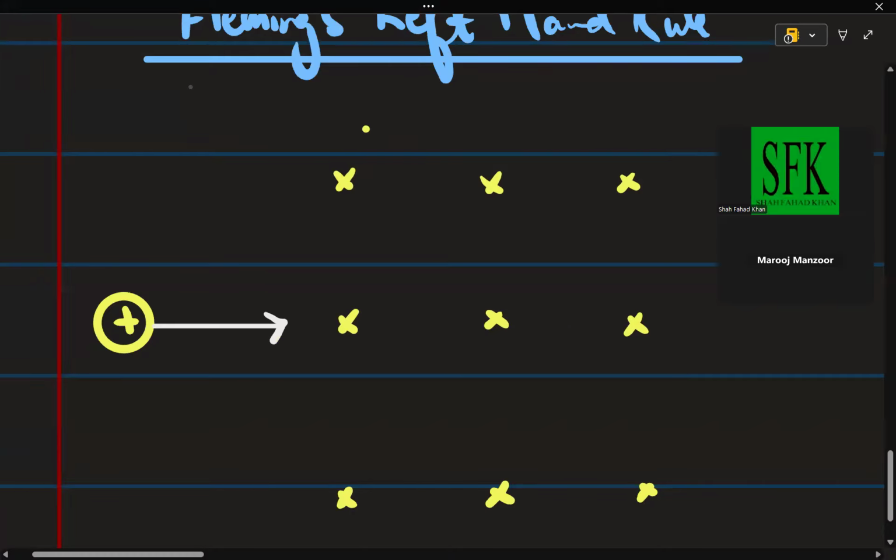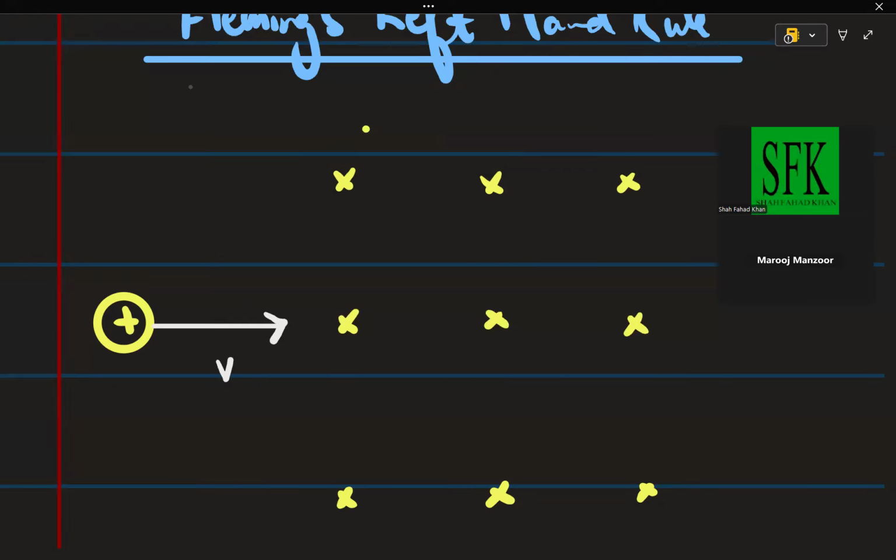Entering the field, it has a certain velocity directed towards the field. And the direction of the magnetic field lines is into the plane of the paper. Now tell me, if I use Fleming's left-hand rule, the first finger represents the direction of the field, right? That's going into the plane of the paper, represented by the yellow crosses, correct?